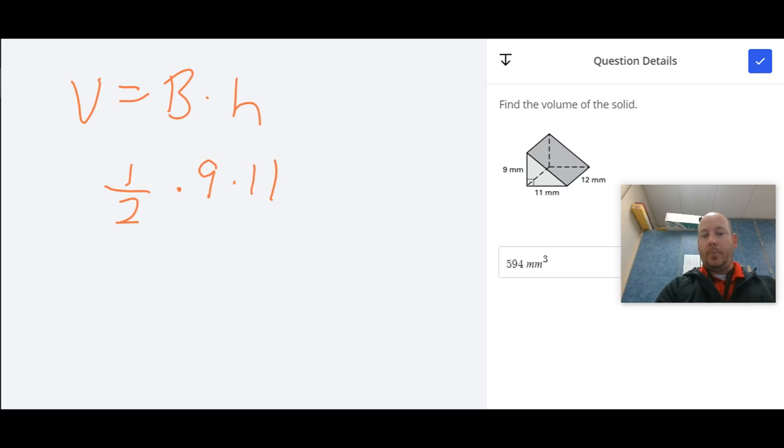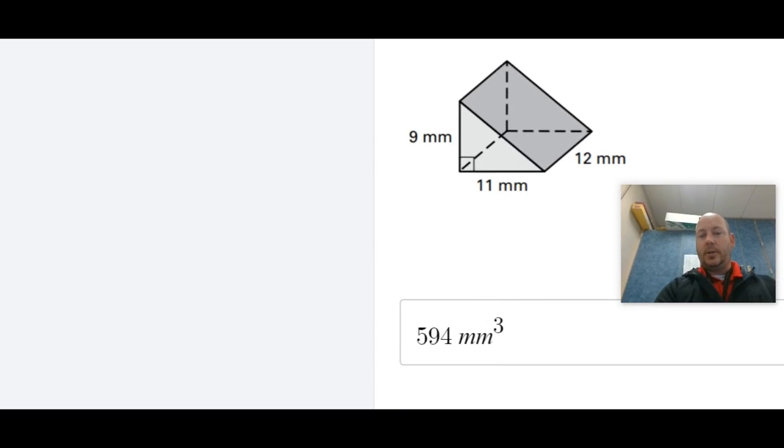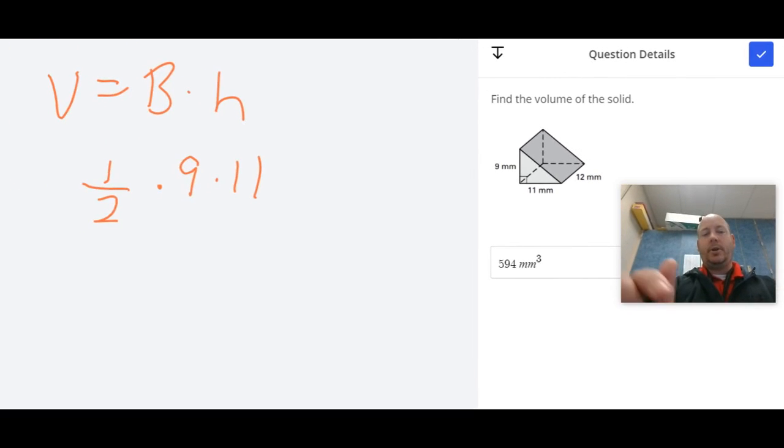And then the height of the prism is the distance between those triangles. Looking at the picture, the distance between the front triangle and back triangle is 12. That's your height. Again, don't confuse height with up and down. Height is the distance between the bases of a prism.